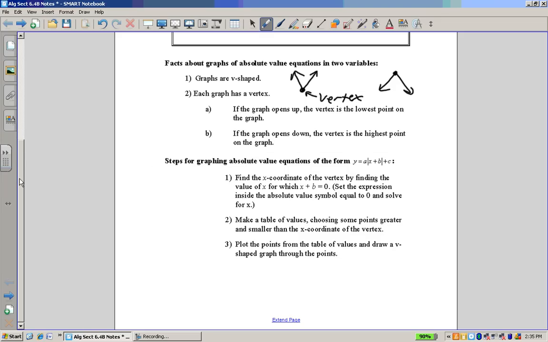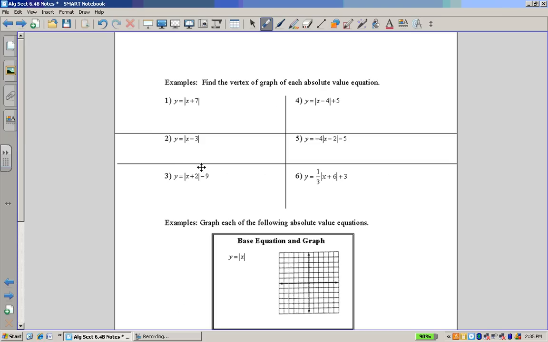What we're going to do, we're going to set aside x plus b, this part inside the absolute value, and that's going to be part of our vertex. And we plug it in, try to find the other part of our vertex, and then go up a few and down a few to give the table values for this. So here we're just going to find the vertex.